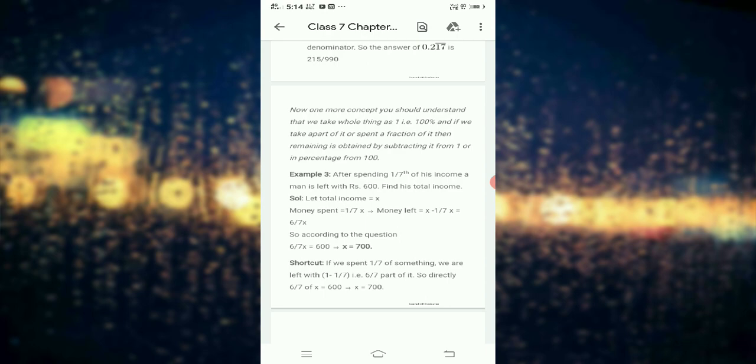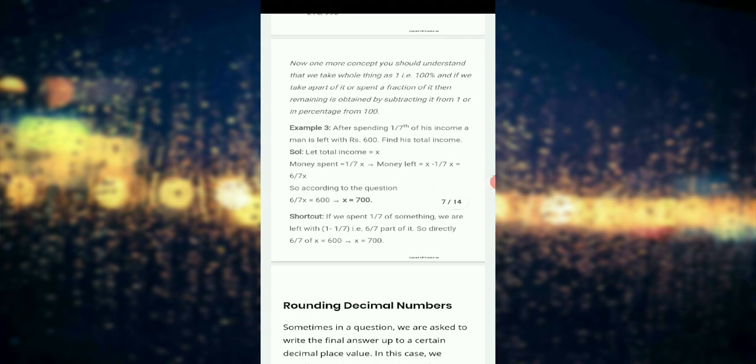6 upon 7x. So according to the question, 6 upon 7x is equal to 600. Is it clear? 6 upon 7x equals 600. Then x equals 700. How? 600 will be divided by 6 and multiplied by 7, which is 100 times 7. It makes 700.